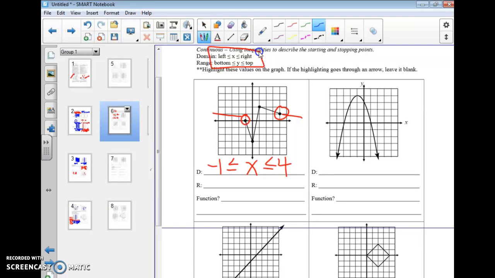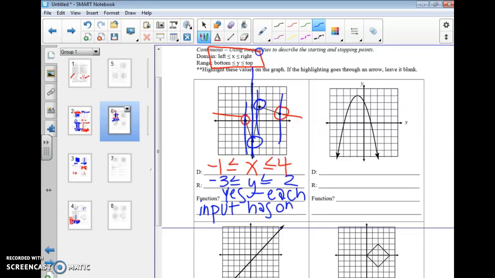If I do the same thing with range, I'm going to start at my bottom, go up. My lowest value is -3. The top, go down. My highest value is a y value of 2. And my y is sandwiched in the middle. And I can say that this is a function that passes the vertical line test. Key phrase, remember: each input has one output.